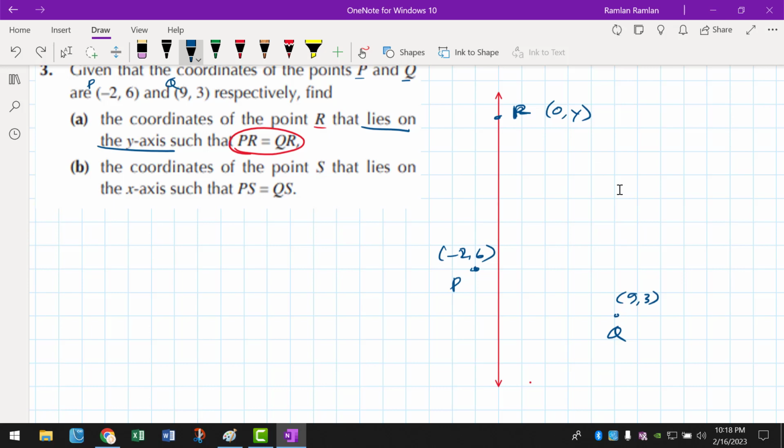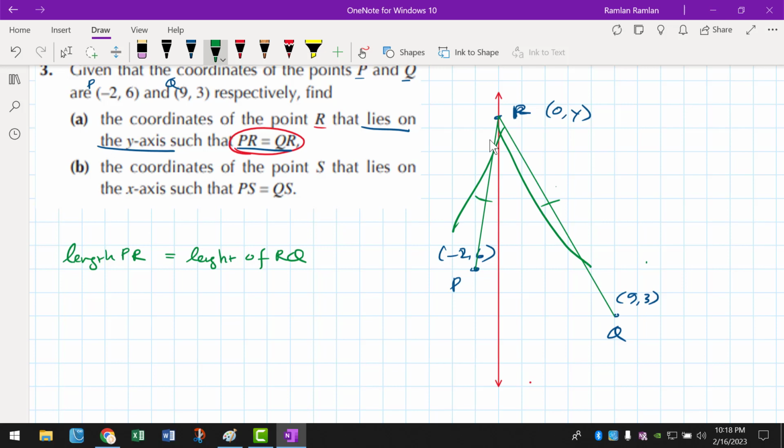Notice that PR is equal to QR. If I drag a line from P to R, this is not to scale, guys, so maybe the drawing is not too good. And then if I drag another line from here to here, these two lines will have the same exact distance, or the same length. So I can write down that the length of PR will be equal to the length of RQ. PR equals RQ.